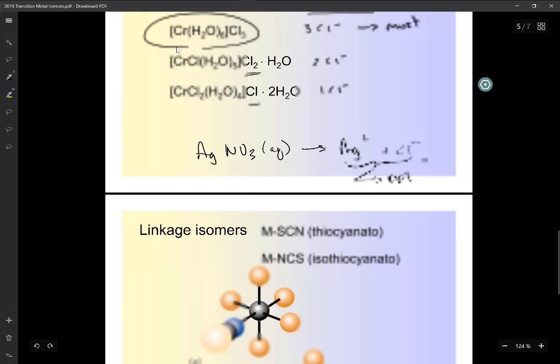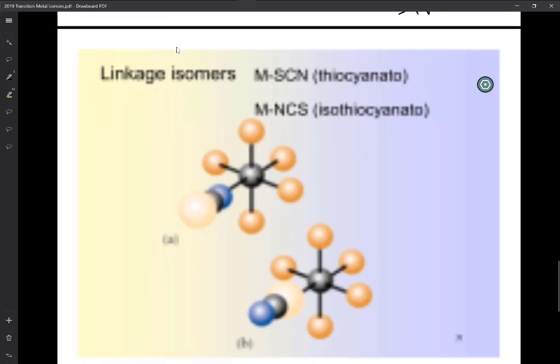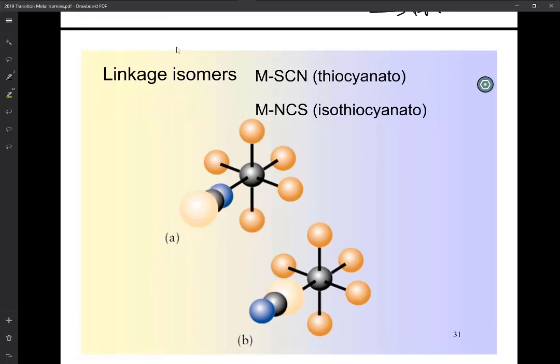Another kind of isomer is known as a linkage isomer. In a linkage isomer, the ligand attaches on one end or the other. So thiocyanato, remember if you've watched the nomenclature lecture, you put an O at the end of negatively charged ions. Or isothiocyanato: in thiocyanato it's connected through the sulfur, and iso just means isomer of thiocyanato. So you flip it around and connect it through the nitrogen.